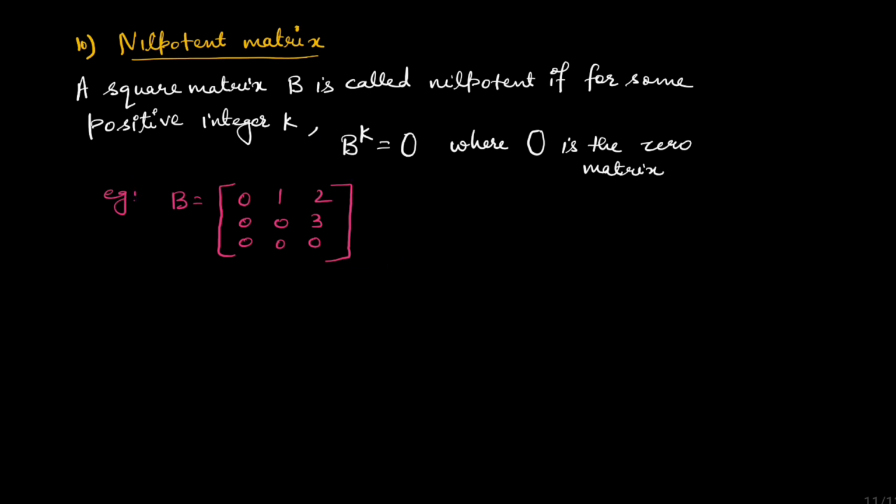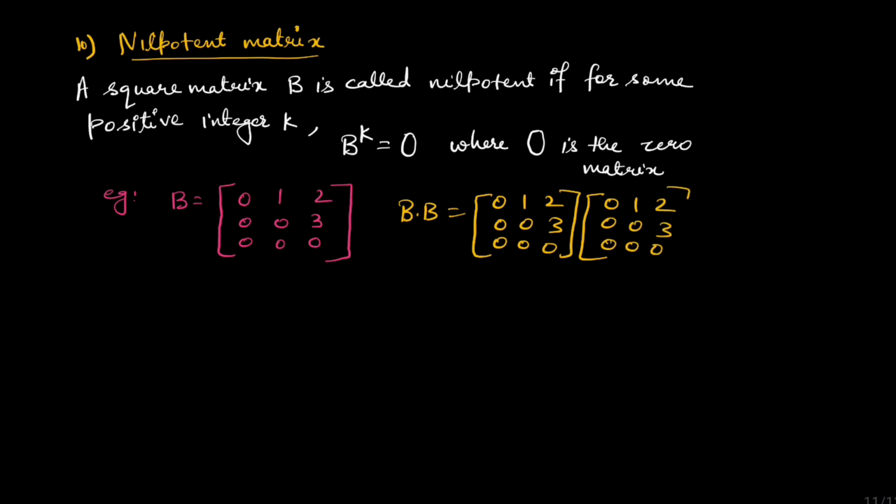If I try to find B square, let us find B square first of all. So that is [0 1 2; 0 0 3; 0 0 0] multiplied with the same matrix [0 1 2; 0 0 3; 0 0 0]. And what is this answer? It will be 0, this is again 0, and this is multiplied, so it will be 3. This is again 0 0, and this is again 0 0 0 0. This is basically your B square.